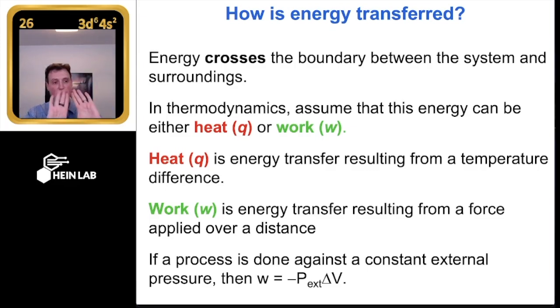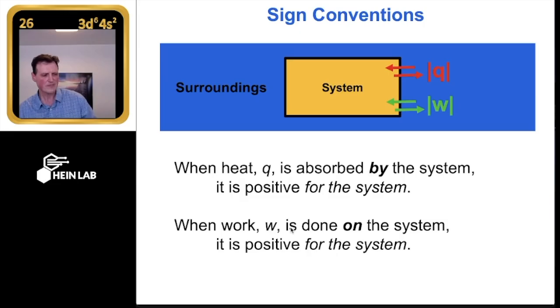In the case of work, since I have to shove the atmosphere back, a positive delta V equals a negative work value. Work is leaving the system as that happens. So watch your language. The sign that we ascribe to heat and work can be figured out based on what we say is happening. If the heat is absorbed by the system, that means it will be a positive value. Heat is entering the system. We could say heat leaves the system, negative.